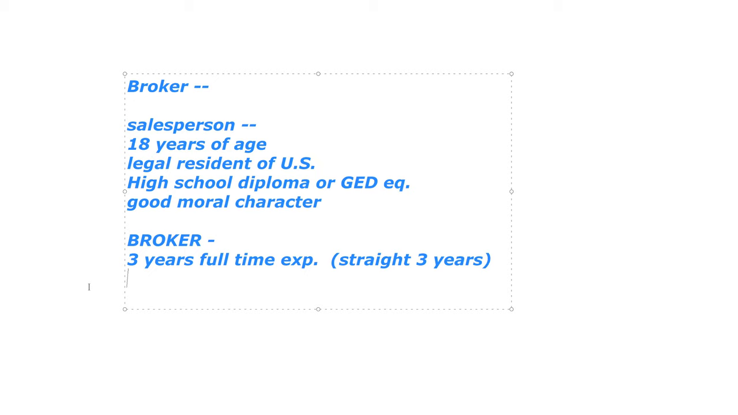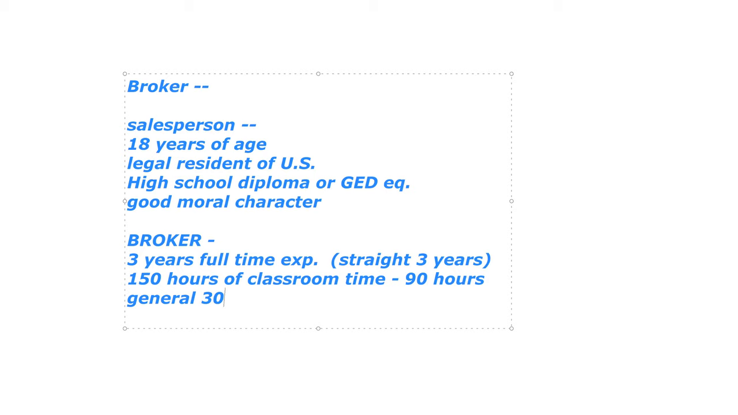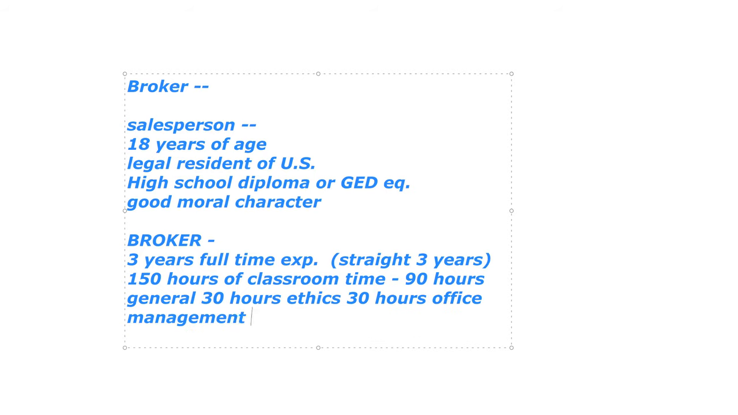You need to have 3 years of full-time experience, unbroken, so straight 3 years. You need to have 150 hours of classroom time. That is broken down into 90 hours general, 30 hours ethics, and 30 hours office management. Now, you also have to pass a state exam for both of these.